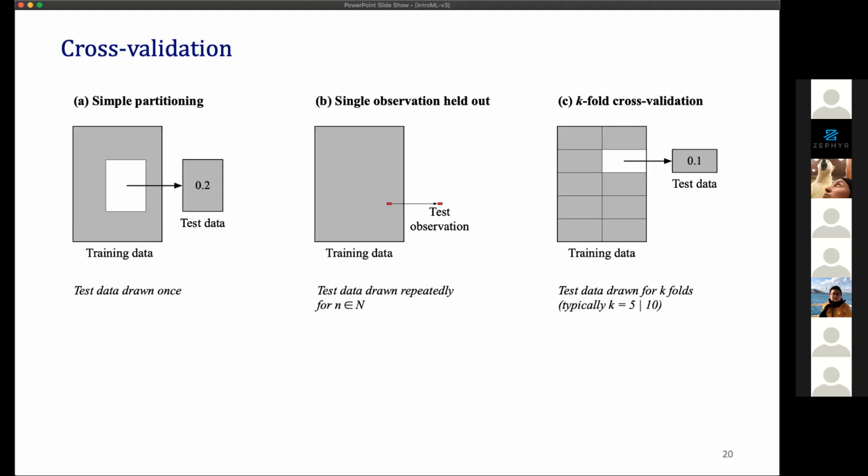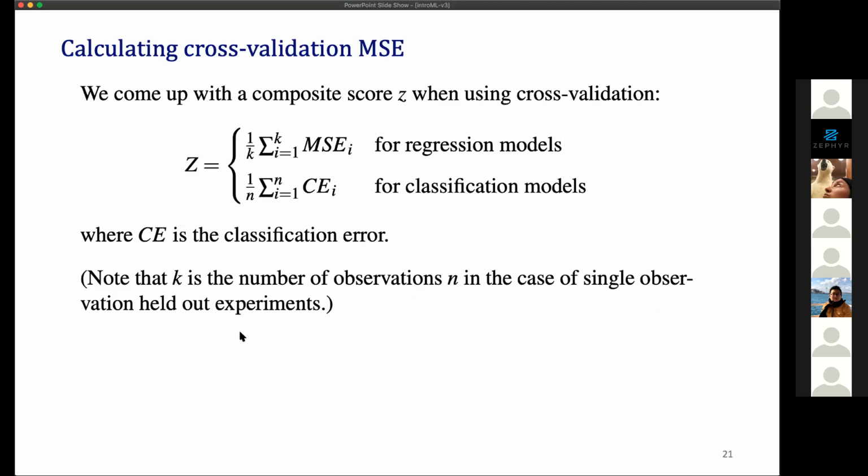And in machine learning, we typically simply come up with a composite score of the mean square error or some sort of classification error measure for each of those when we do cross-validation. And there are more advanced methods going along, but I'll stop here and ask Kyle if we have any questions.